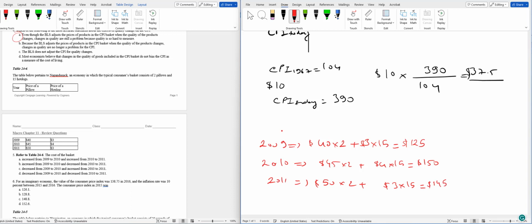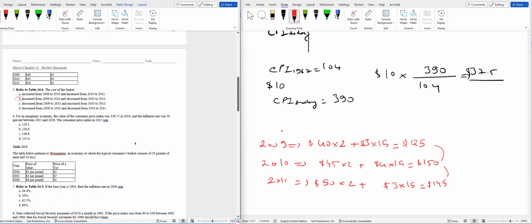So we can say that the cost of the basket increased from 2009 to 2010 and it decreased from 2010 to 2011. So let's find out the right answer. Increase from 2009 to 2010, but decrease from 2010 to 11, therefore B is the right answer.